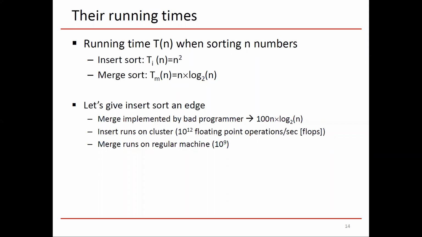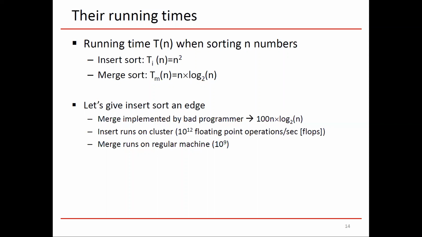T_i of n will be proportional to n squared. Now, proportional to n squared may be 7n squared, a 7th n squared, whatever. Merge sort will be n log n. And now let's give insert sort an edge. So if my merge sort is implemented by a bad programmer, maybe it takes 100 n log n operations. And the insert sort is exactly n squared.